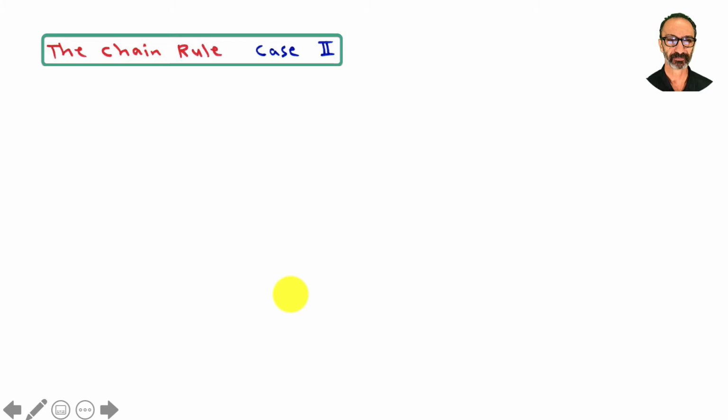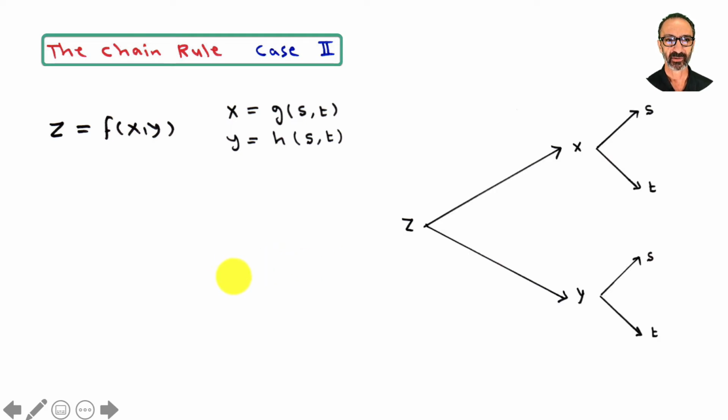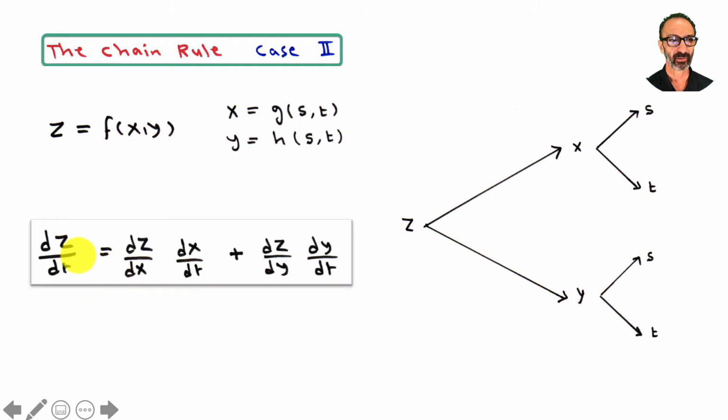Let's talk about case 2. In this case, we have z equals f of x, y, where x is a function of two variables and y is a function of two variables. So z is a function of x, but x is a function of two variables, s and t. Same for y. So now we have dz to go all the way to t, or dz going all the way to s. So dz/dt will be dz/dx times dx/dt, plus dz/dy times dy/dt. Same thing for dz/ds.